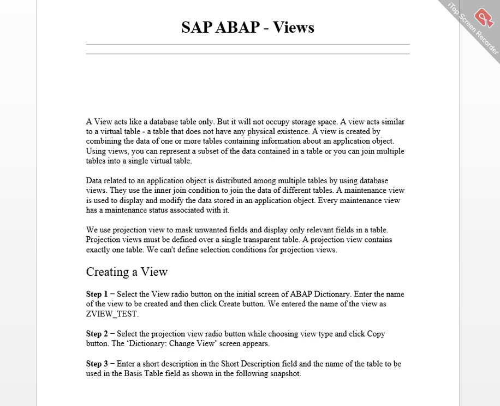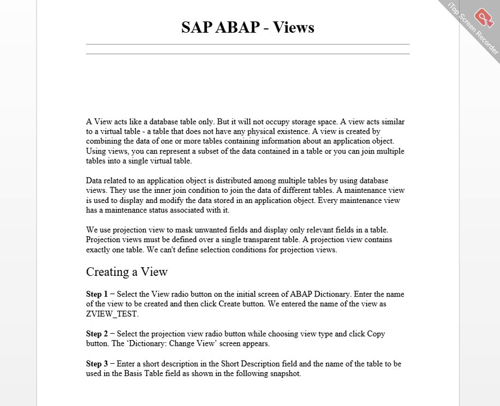Using views, you can represent a subset of the data contained in a table, or you can join multiple tables into a single virtual table. Data related to an application object is distributed among multiple tables by using database views. They use the inner join condition to join the data of different tables.